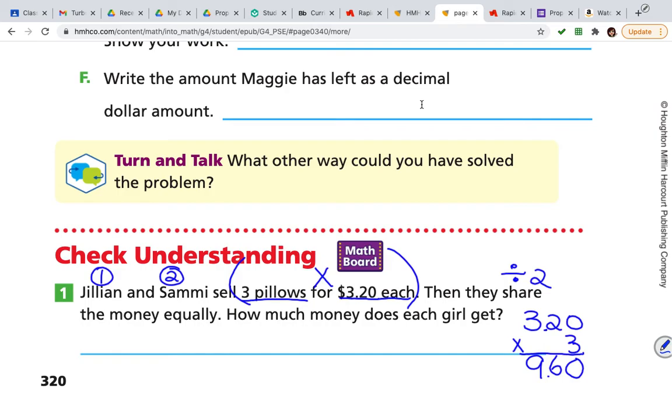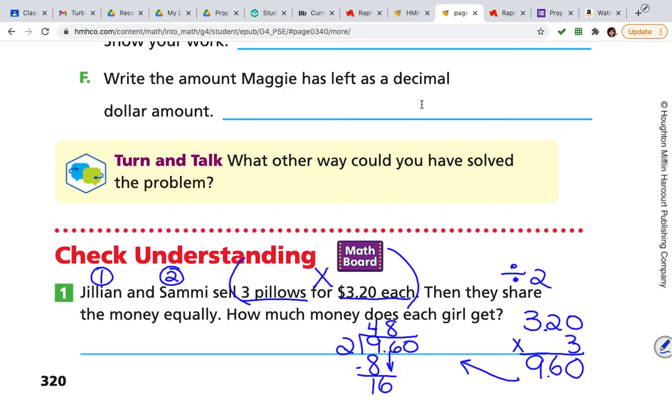Now we're going to take $9.60 and divide by 2. So that was step 1. Step 2, we're going to do 2 will divide into $9.60. So 2 will divide into 9 4 times. 2 times 4 is 8. We subtract. 9 take away 8 is 1. Bring down the 6. We have 16 divided by 2. 16 divided by 2 is 8.